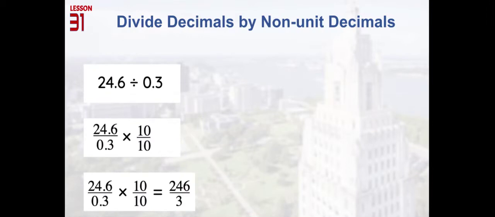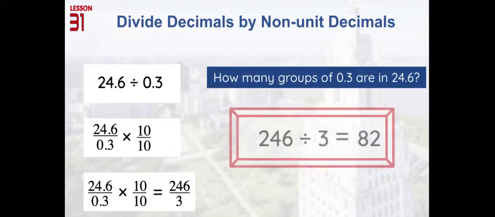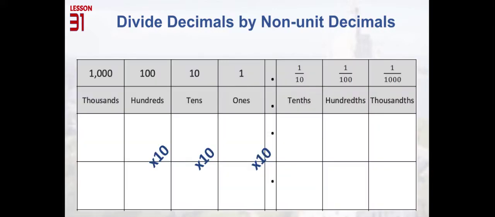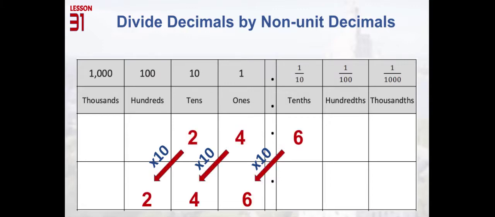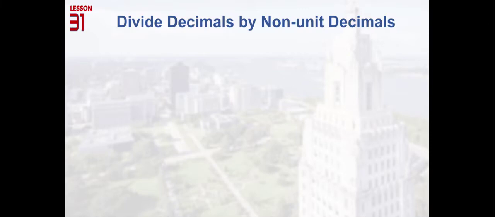In lesson 31, scholars continue more practice with this concept. The numbers just get a little more challenging, and here we are asked to find the quotient of 24 and 6/10 divided by 3/10. This too can be rewritten as a fraction. Students learn when multiplying by 10, the digits simply shift one place to the left on the place value chart, as seen right here. And the same applies if the divisor is 300ths.